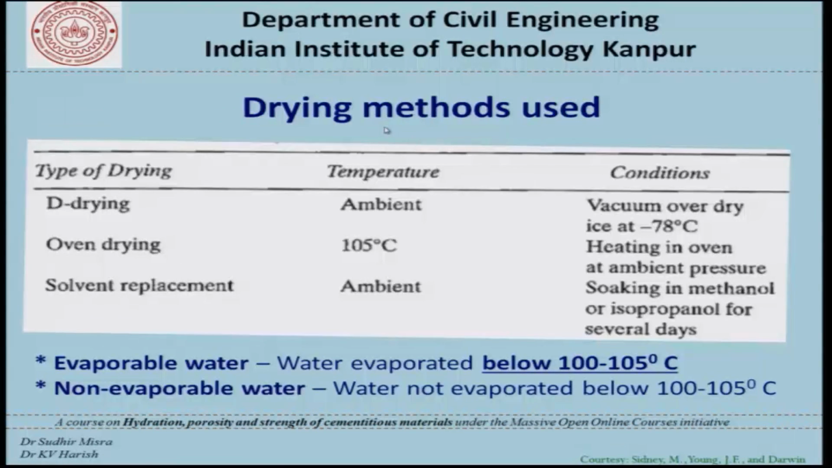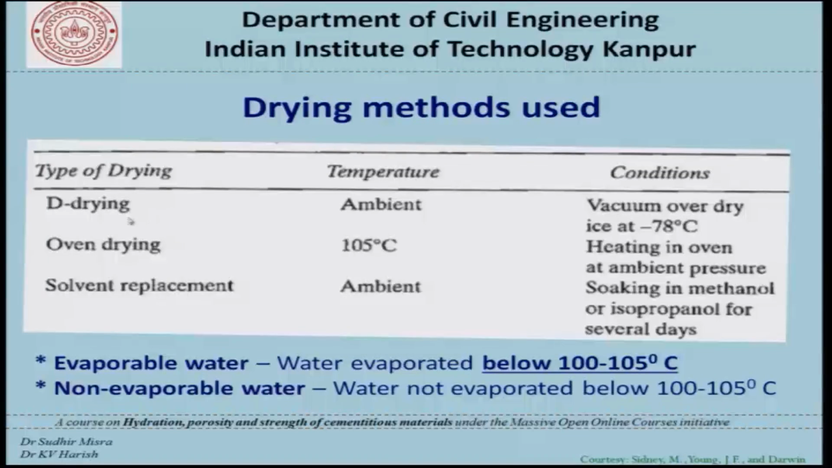Now, what are the commonly available drying methods? For example, you have the cement paste, cement and water mixed together, and you have the mixture with you, and you want to dry the mixture. Why you want to dry is you may have your own reasons. So, if you want to dry, then what are the methods available? The common methods are D-drying, which means you keep the sample in ambient temperature, and this is done by vacuuming over dry ice at minus 78 degrees Celsius.